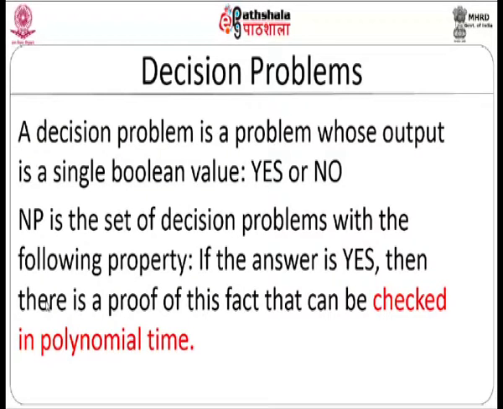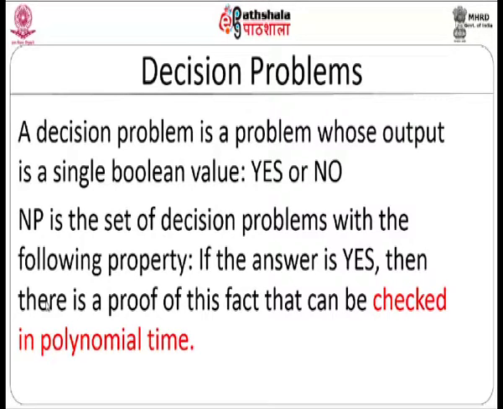The prerequisite for the discussion is the need for decision problems. A decision problem is a problem whose output is a single Boolean value, yes or no, and if that is the case, then we say that NP is a set of decision problems with the following property: if the answer is yes, then there is a proof that can be verified in polynomial time. Fine. Most computer science problems are optimization problems. These problems need to be converted to decision problems, and in the last module we discussed informally the conversion of optimization problems to decision problems.